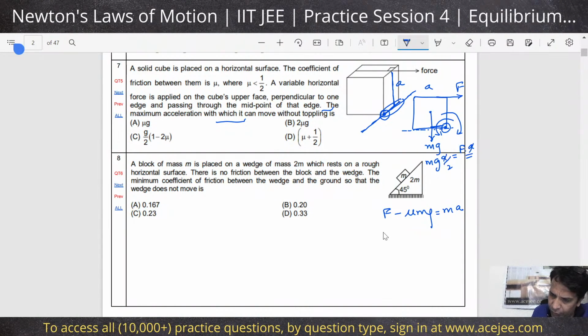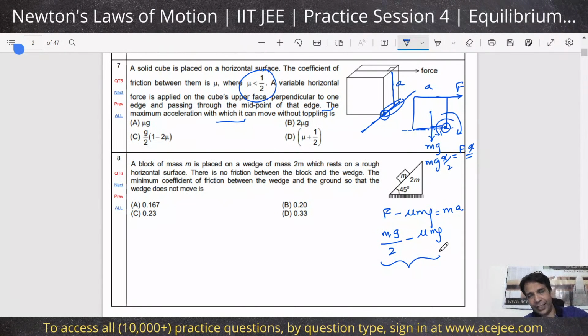From here, it looks like F should be mg by 2 in the limiting scenario. And mu is given to be less than half. You can see why that is. Otherwise, it will not move, right? If mu were greater than half, then you will not have a positive net force, which means the maximum frictional force has not been reached. So there will be no movement. But since mu is less than half, we can write this and figure out the maximum acceleration here. Okay, let's move to the next question.